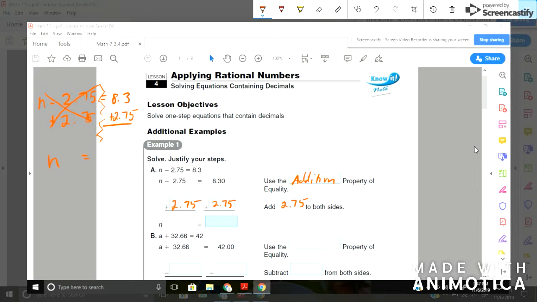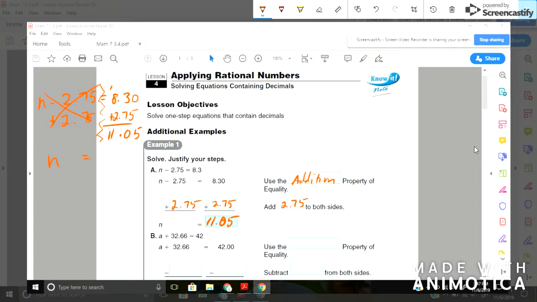So remember, when you're adding decimals, the trick is to line up your decimal and bring your decimal straight down. Okay, I have nothing here. I can add in the placeholders of 0. 0 plus 5 would give me 5. 7 plus 3 would give me 10. Carry my 1. 8 and 1 is 9, 10, 11. So I'd come up with 11.05. Okay?